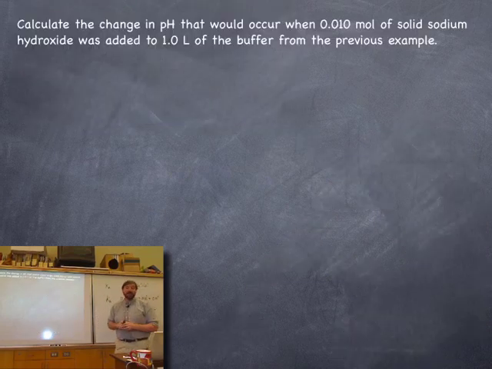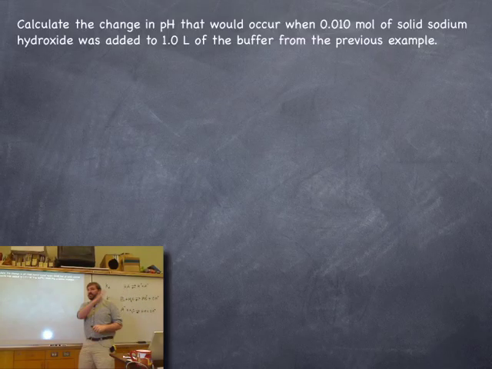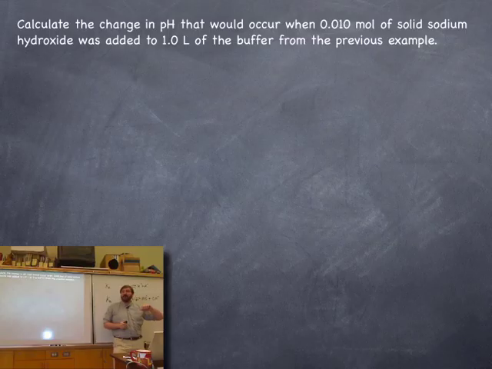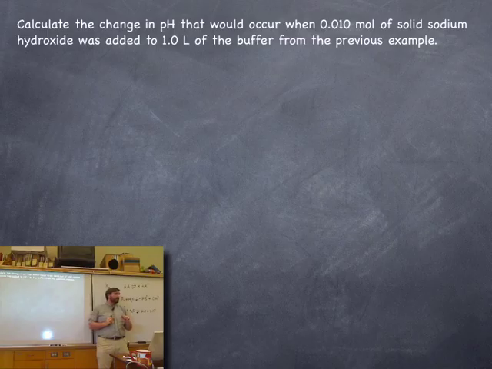So, here's the idea. We have 1 liter of the solution we just made. I'm going to add 0.01 moles of sodium hydroxide to it. If I took 0.01 moles of sodium hydroxide and dissolved it in water, the pH would be 12. Right? I'd have 1.0 times 10 to the negative 2 molar hydroxide ions. Sodium's not going to do anything, right? Strong base, so it splits apart. Sodium's not going to do anything. So I'd have a lot of hydroxide ions in there. What I want to know is what happens when I add that same amount of sodium hydroxide to a buffered solution.